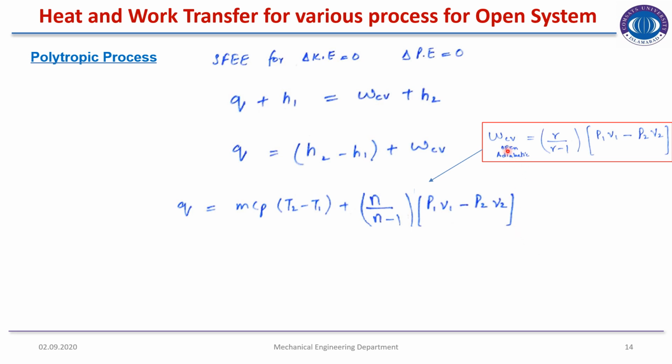Now the control volume work done was found in the previous slide. We will convert the control volume work done for an open system for an adiabatic process into that for the polytropic process. So we have replaced the gamma term with n. The work done for an adiabatic process, gamma over gamma minus 1 into P1 V1 minus P2 V2, becomes n over n minus 1 multiplied by P1 V1 minus P2 V2. And H2 minus H1 was replaced by m Cp (T2 minus T1), as H is in the form of T.